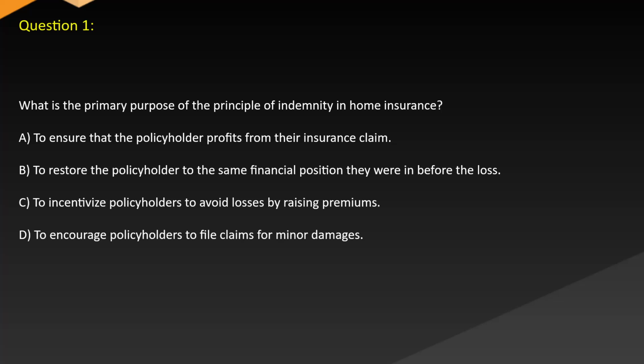Question 1. What is the primary purpose of the principle of indemnity in home insurance? A. To ensure that the policyholder profits from their insurance claim. B. To restore the policyholder to the same financial position they were in before the loss. C. To incentivize policyholders to avoid losses by raising premiums. D. To encourage policyholders to file claims for minor damages.